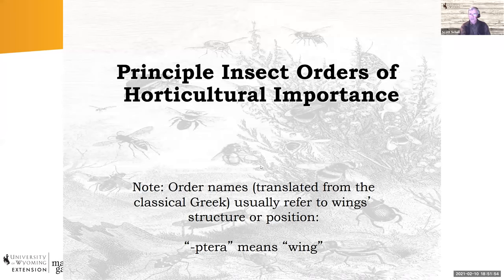So, like I said, I'm going to talk about just a small subsection of the insect orders, the principal ones of horticultural importance. And this would be importance in the sense they can be pests or can be beneficial. As I had stated before, the order names are usually translated from Greek. Sometimes it's Latin based, but you'll often see in these order names this P-T-E-R-A, and that means wing. That just helps me keep track of the different orders.